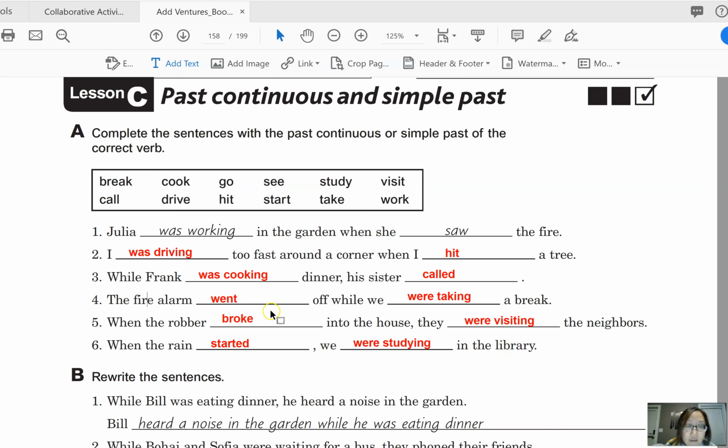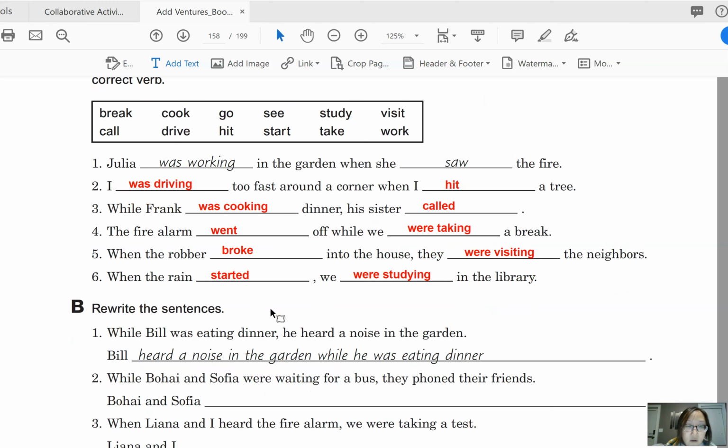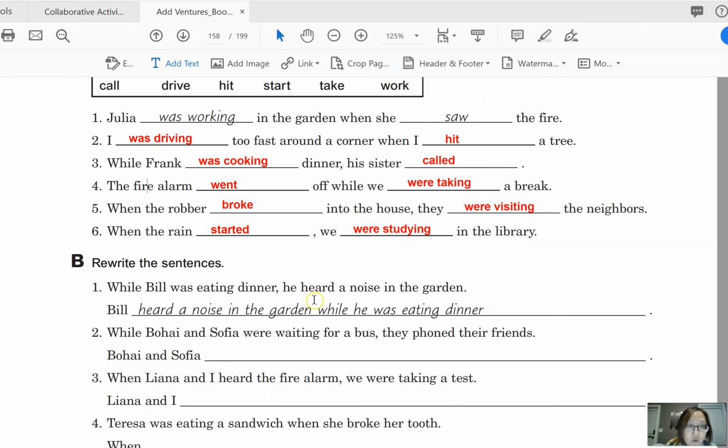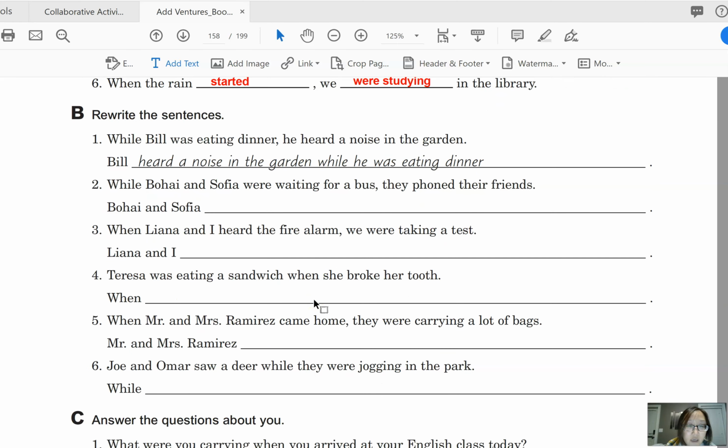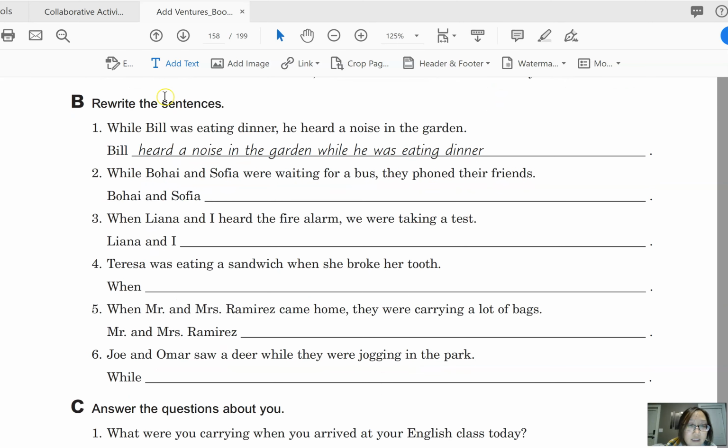Okay, so let's go ahead and do exercise B. Exercise B, okay? So rewrite the sentences. While Bill was eating dinner, he heard a noise in the garden. Okay, so you can put the while adverb clause in the back of the sentence. So you can see here, Bill heard a noise in the garden while he was eating dinner. Okay, and remember, you don't have to say Bill again. You can just say he for the second part of the sentence.